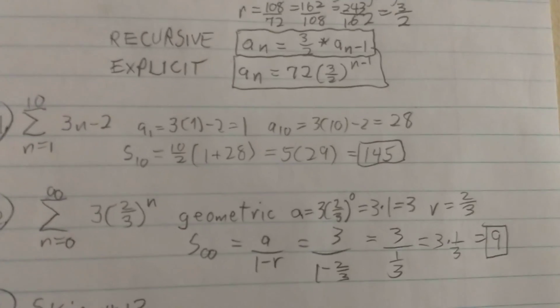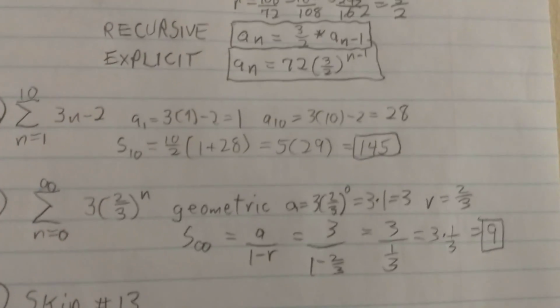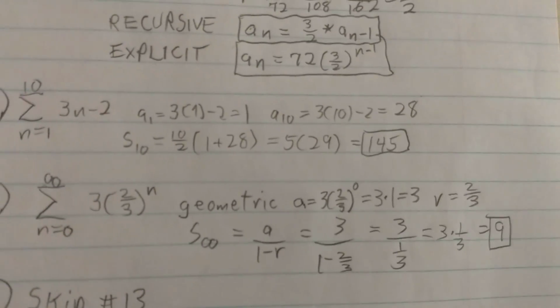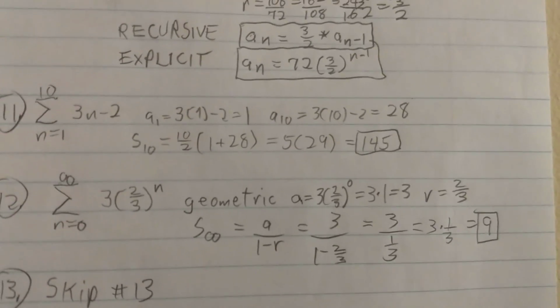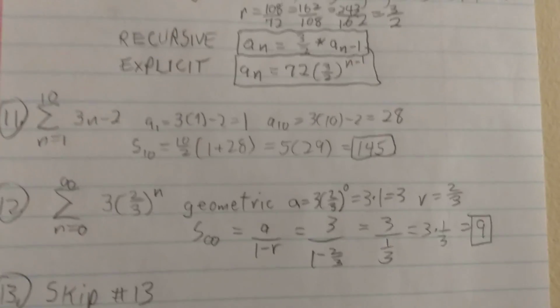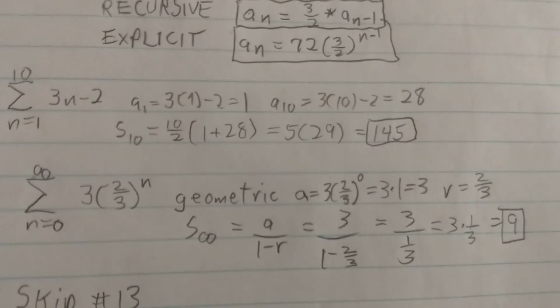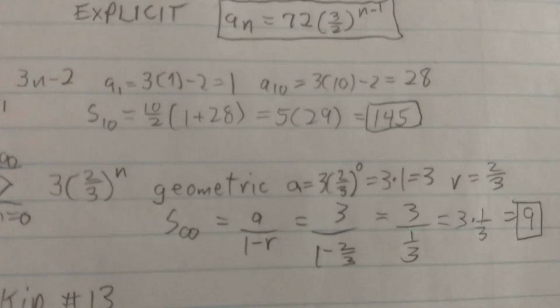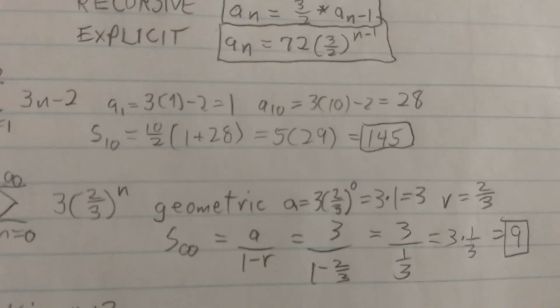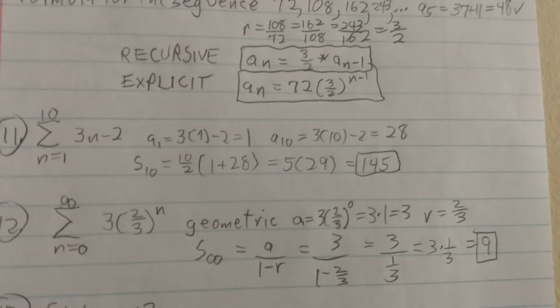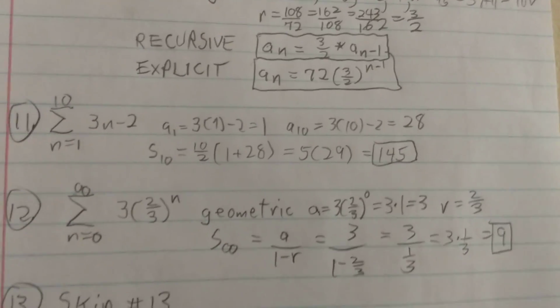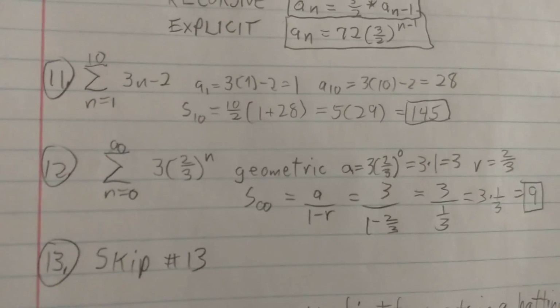Now the recursive form for that is a_n equals 3 halves times a sub n minus 1, or 3 halves times the last one. And the explicit form is a_n is equal to a_1 r to the n minus 1, or 72, the first term, times 3 halves to the n minus 1 power.